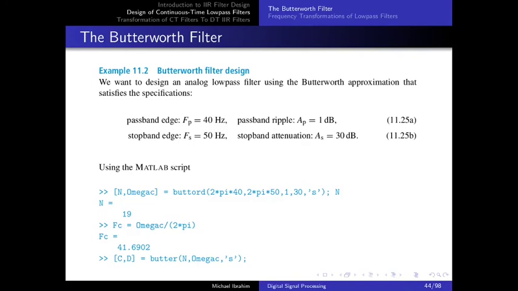This is another example. It can be done using MATLAB. So we have the edge of the pass band at 40 Hertz, edge of the stop band at 50 Hertz, AP 1 decibel, AS 30 decibel. Using buttord, you will get N to be 19, and the cutoff frequency will be omega c over 2 pi. And now we can get C and D, which are the coefficients of the polynomials in the numerator and the denominator.